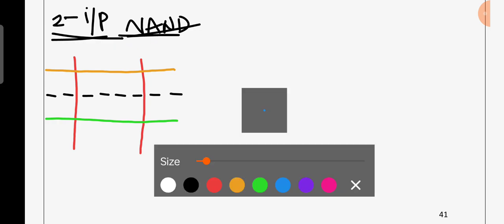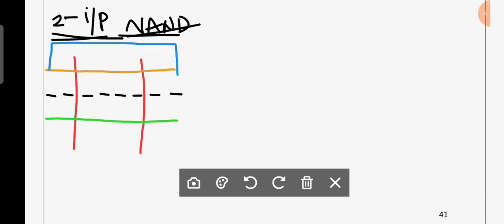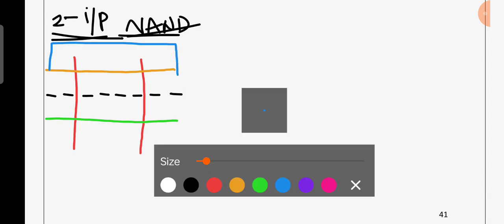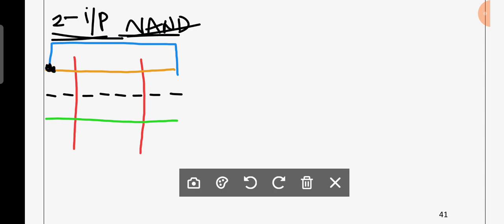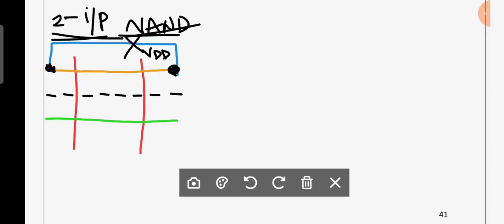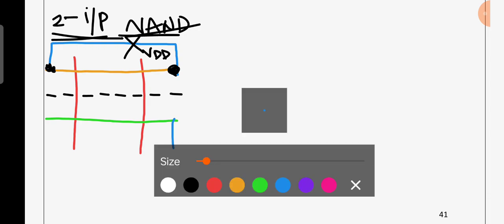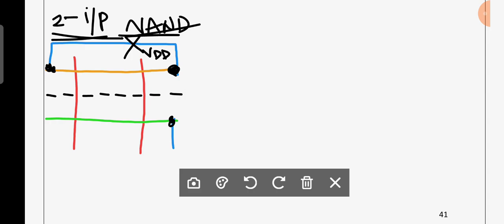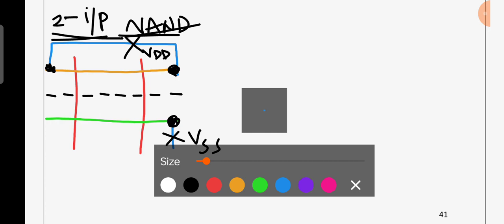I have to use metal, that is a blue color. These 2 are interconnected, and we require a contact here. Here, contact. And VDD is going to be represented with a cross mark. This is VDD. Okay, and I'm assuming this one as a source. And I have to give a contact here, and this VSS is represented like this, and these two are connected with what?